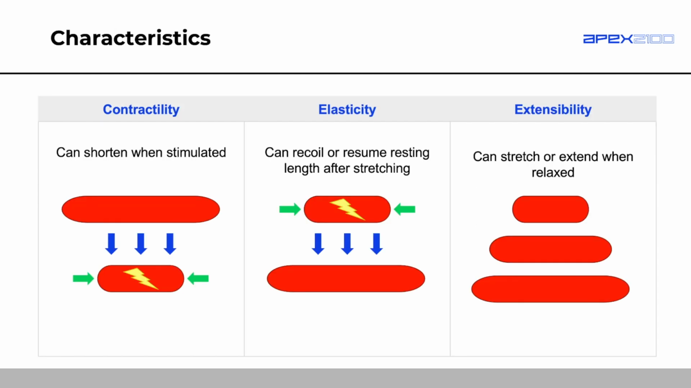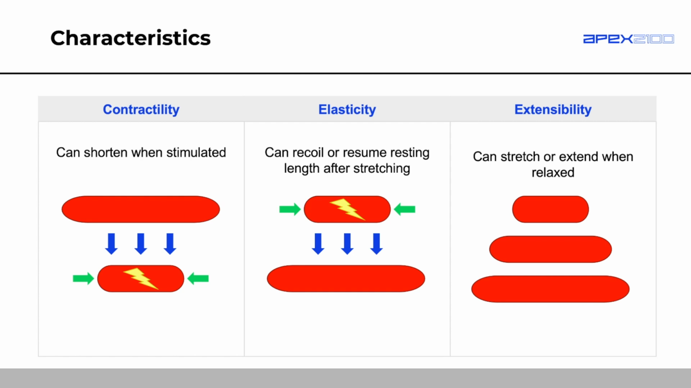Okay, so some characteristics of muscles. So this is best thought of as the abilities of muscles. So firstly, we have contractility, and this just means muscles contract. They shorten when stimulated. So when we send that message to the muscle to contract, it's going to shorten. Muscles also have an ability of elasticity. This means that they can recoil or resume to their resting length after stretching.